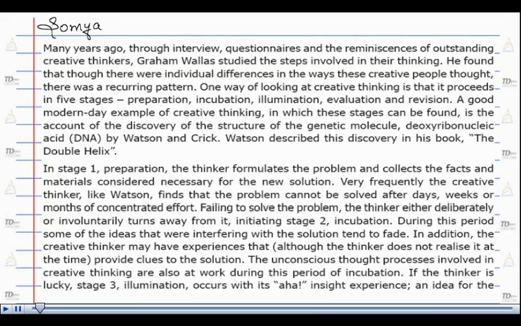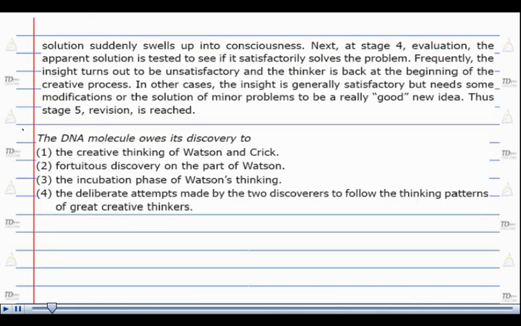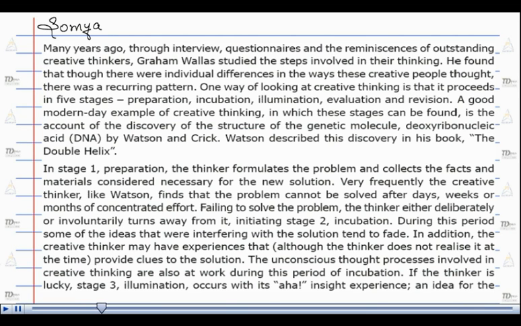The question: the DNA molecule owes its discovery to... Now for the solution, let us first check out the reference. It is there in the first paragraph.